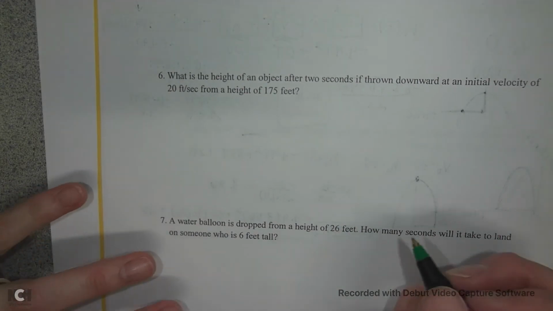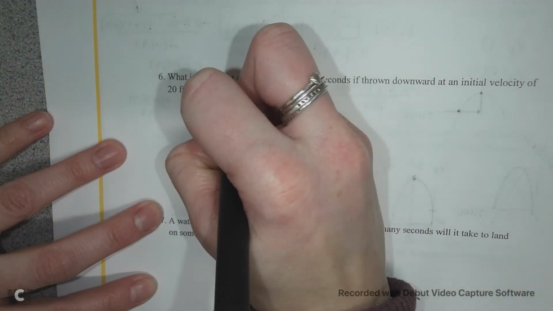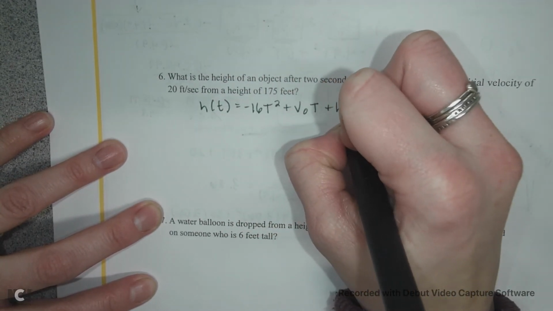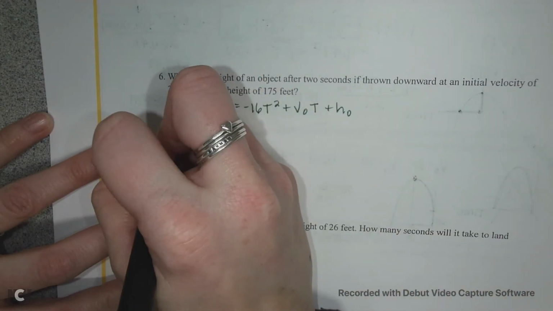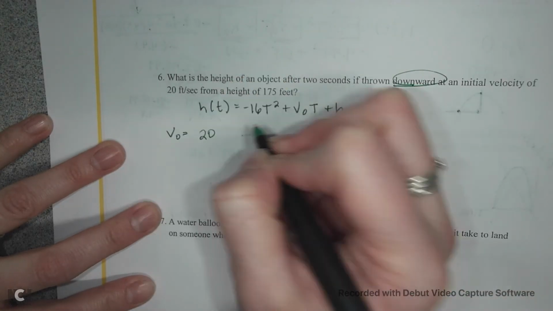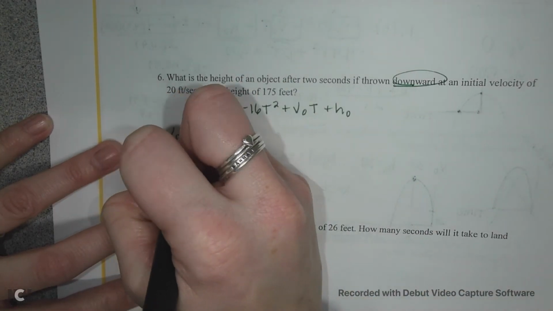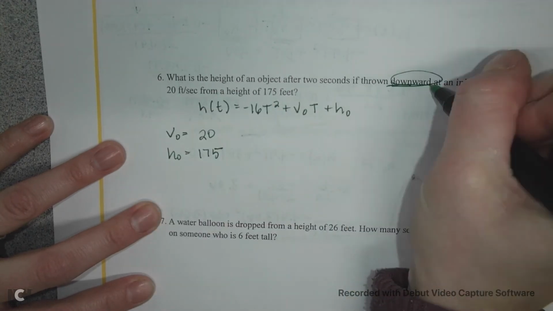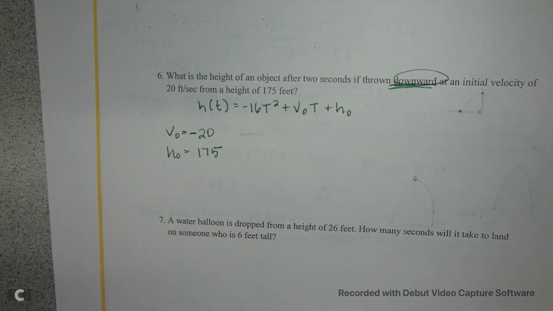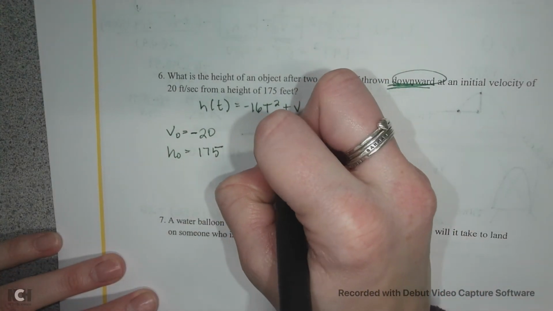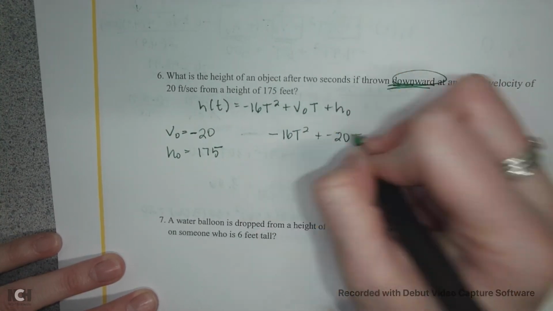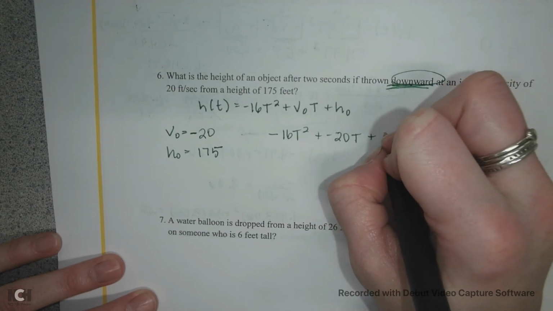Okay, so first of all, we're using our feet formula, which is h of t equals -16 t squared plus the initial velocity times t plus the initial height. Okay, my initial velocity, this is important, is 20 feet per second. And my initial height is 175. If you throw something downward, it actually has a negative velocity, so you need to have a negative sign. Okay, so we're going to plug this information in. -16 t squared plus -20 t plus 175.